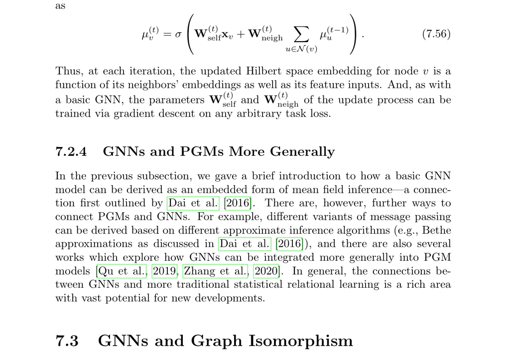It is important to note that there are further ways to connect PGMs and GNNs. There are different variants of message passing algorithms, different approximate inference algorithms and things like that. They are all also discussed in this major work. And there have also been works exploring how GNNs can be integrated more generally into probabilistic graphical models. And this area, again, is a rich area with vast potential for new developments.